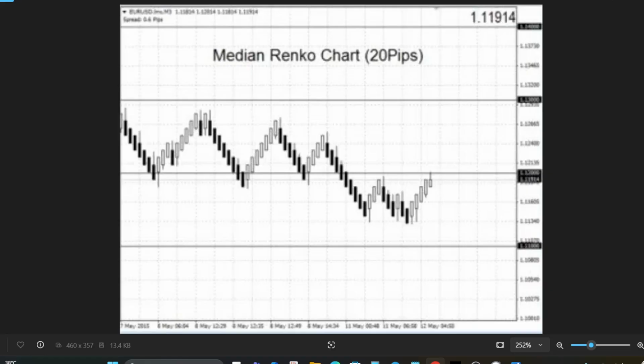Now, let us jump into how median Renko bars work and how you can use them to your advantage. Before we get into the details of how to use median Renko bars, let us first understand what they are and why they are different from the standard Renko bars you may already know.